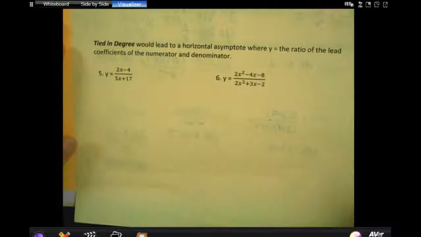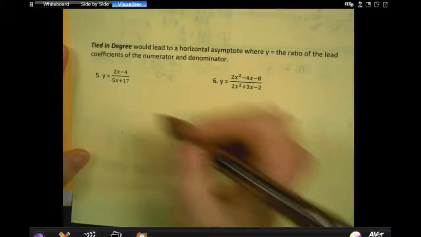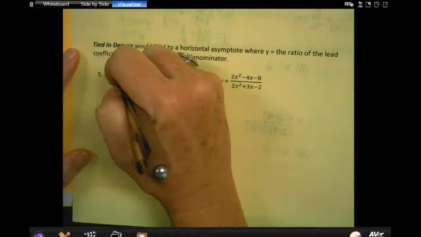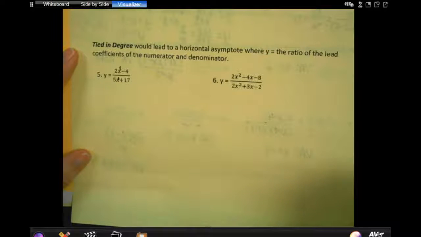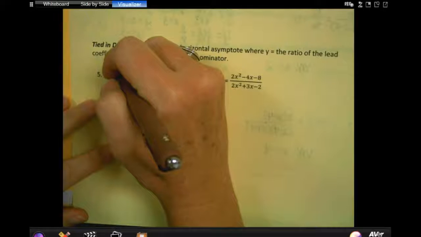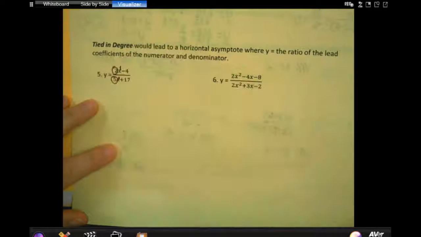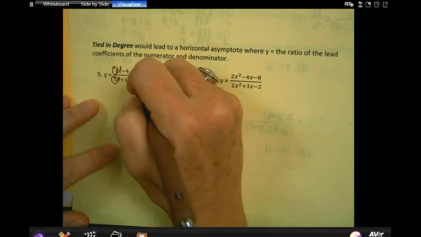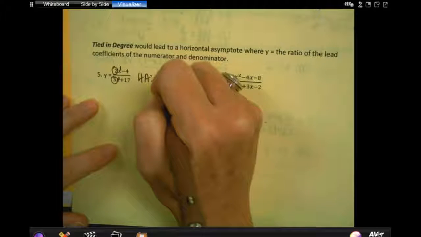Okay, so the bottom, number 5 and 6, this is when it's tied. So this is a 1, and this is a 1, and it's tied. And that's when you look at the coefficient. So the coefficient here is 2, and it's 5 on bottom. So the horizontal asymptote is y equals 2/5.